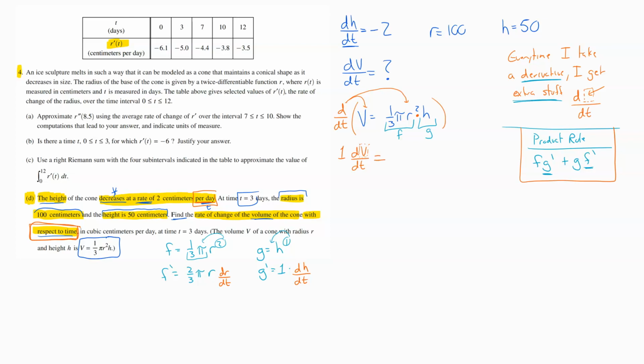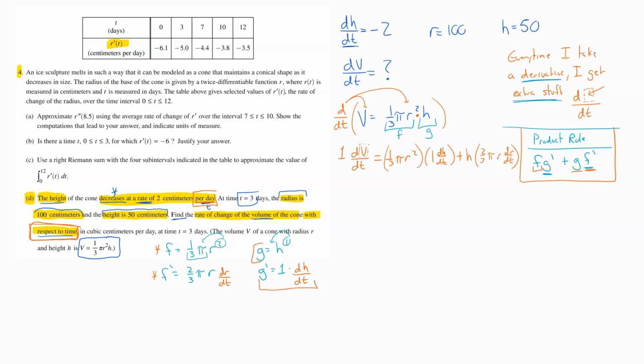So now I'm going to put together my product rule recipe. Start off with f, so I go grab f. 1/3 pi r squared. Going to multiply that by g prime. G prime is 1 and then dh/dt plus go grab the g piece. G is just h. And then we're going to multiply that by f prime, which is going to be our 2/3 pi r and then dr/dt.